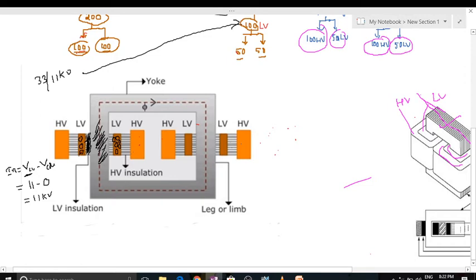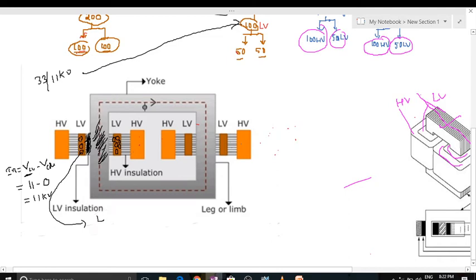The flux generated in the LV winding flows in the core, and if any leakage flux takes place like this, the leakage flux links with the HV winding. So how do we place the HV winding? Let us discuss that.